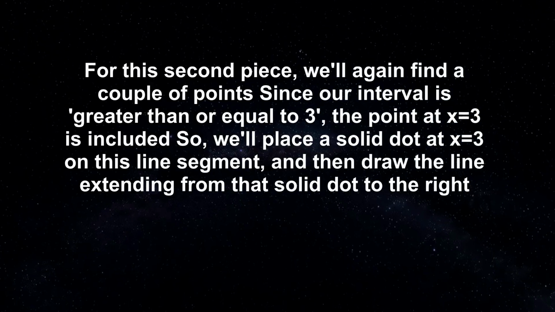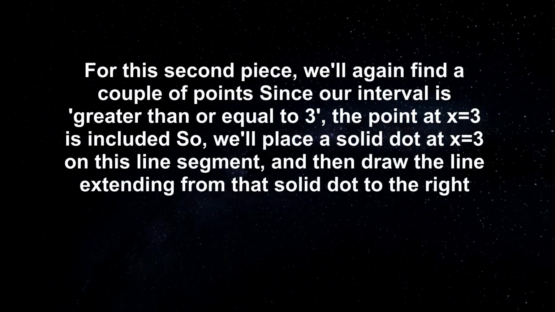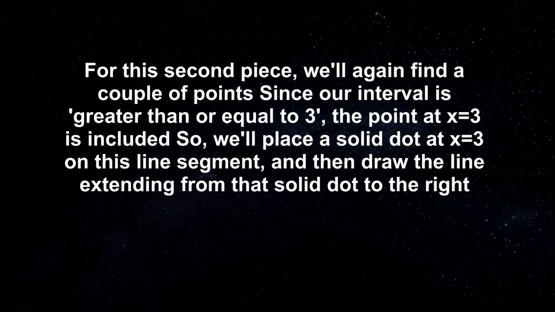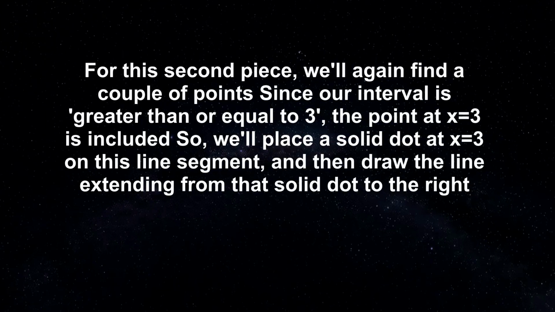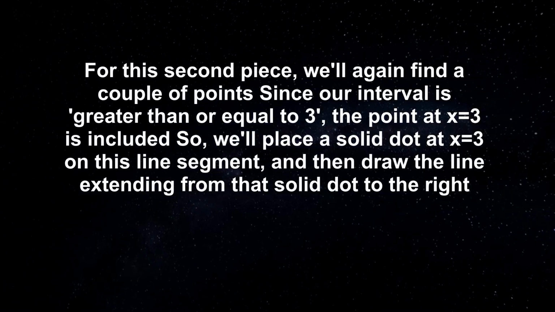For this second piece, we'll again find a couple of points since our interval is greater than or equal to 3. The point at x equals 3 is included, so we'll place a solid dot at x equals 3 on this line segment, and then draw the line extending from that solid dot to the right.